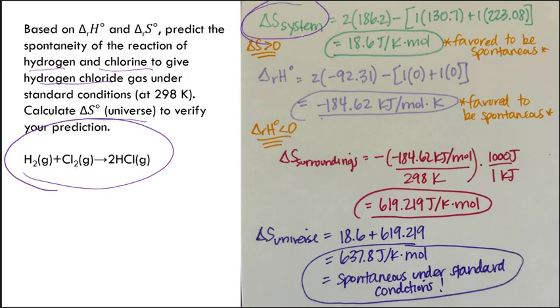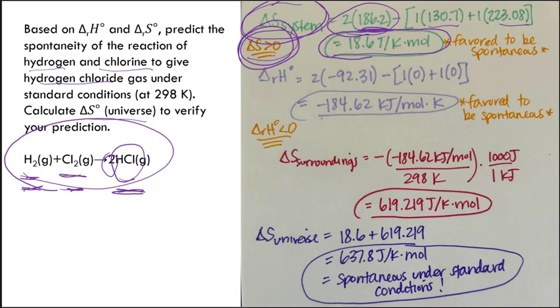To find the entropy of the system, I needed to look up the S values for hydrogen, for chlorine, and for hydrogen chloride, all in gas form. My product, HCl's value was 186.2, and I needed to multiply it by 2. So that's my products. My reactants, hydrogen and my chlorine, I took those values and I only multiplied them by 1. That gave me a value of 18.6, which is a positive value.